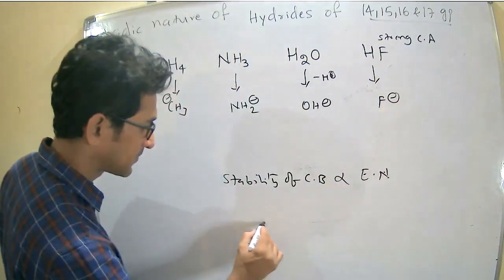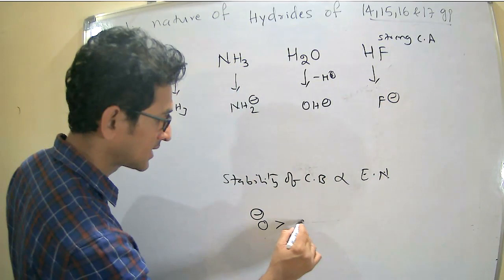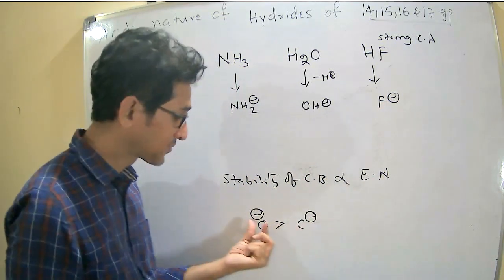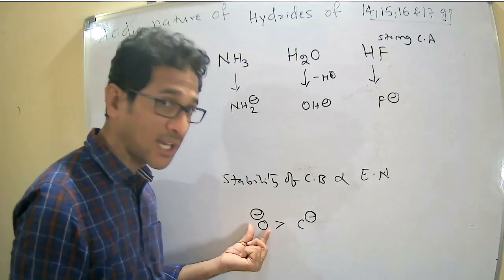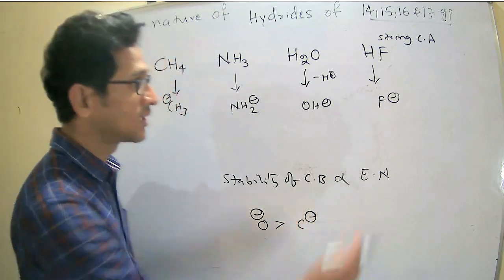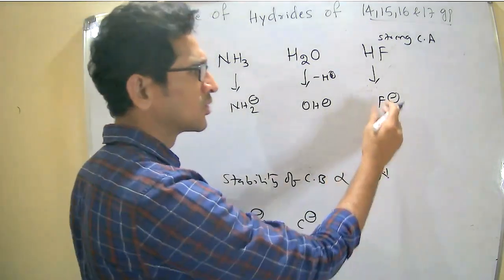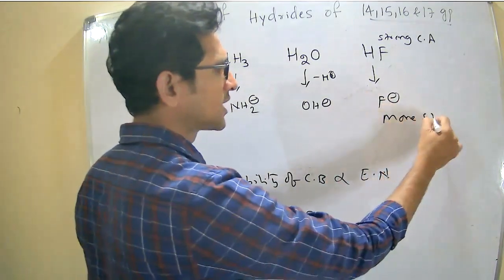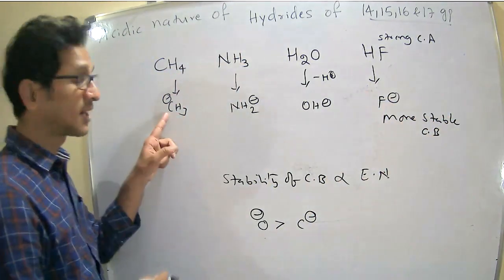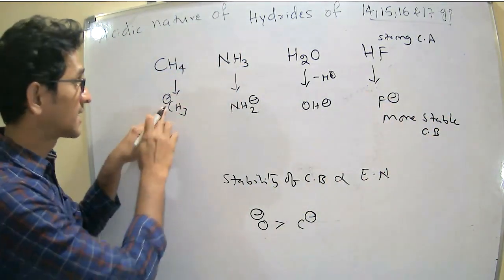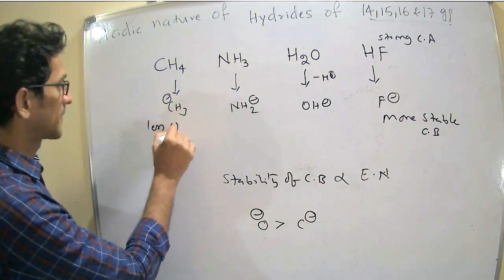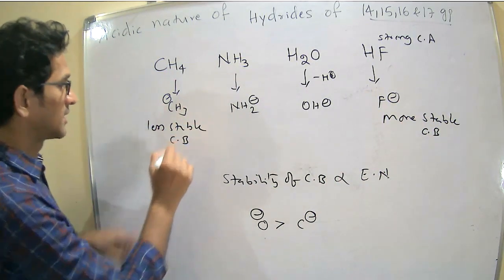For example, O minus is more stable than C minus because oxygen is more electronegative, carbon is less electronegative. Negative charge on a more electronegative atom is more stable than negative charge on a less electronegative atom. Therefore, fluorine is more electronegative, so it is a more stable conjugate base. Carbon is less electronegative, so the negative charge on it is less stable. Less stable conjugate base.